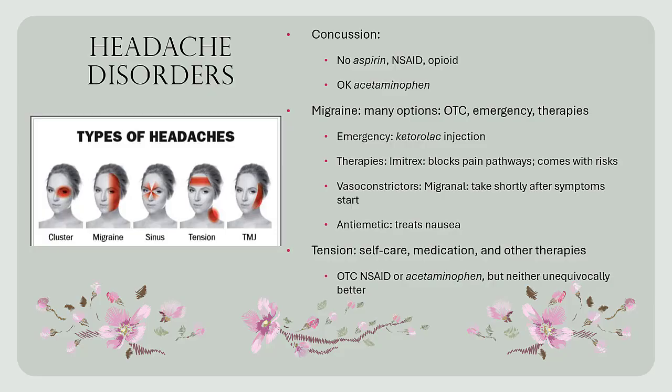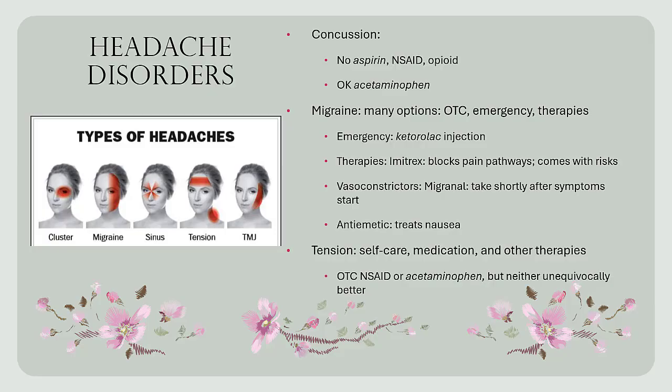Toradol injections can often be used in an emergency department. However, if used for too long, the medication can cause overuse headaches and possibly ulcers and bleeding in the gastrointestinal tract. Vasoconstrictors, such as Imitrex, are effective for treating migraines because they block pain pathways in the brain. However, they may not be safe for patients at risk for stroke and heart attack.